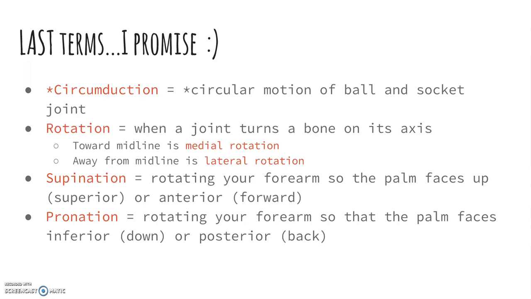Circumduction is a circular motion performed by the ball and socket joint. Rotation occurs when a joint turns a bone on its axis. If it's moving toward the midline, that's medial rotation. If I'm rotating away from midline, that's lateral rotation. Supination is rotating your forearm so that your palm faces up, superior, or anterior toward the front. Pronation is rotating your forearm so that the palm faces inferior or down, or posterior towards the back. And usually you say a person is laying prone if they're face down, and they're supine if they're laying face up.